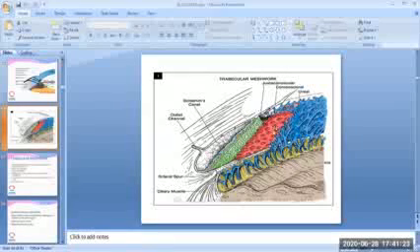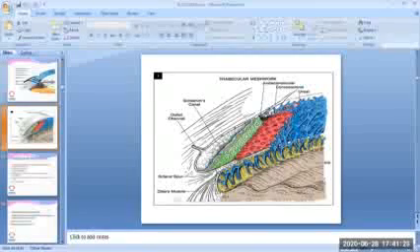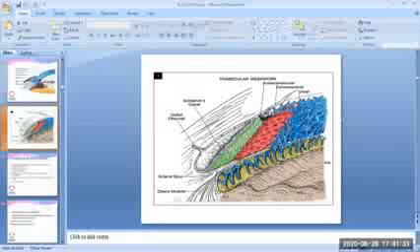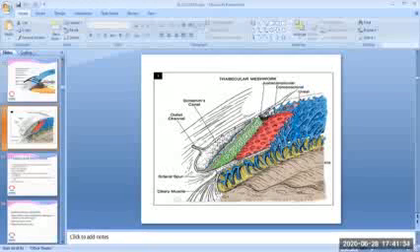You can see it is a sieve-like structure, and through this sieve-like structure, aqueous humor, which is formed by the ciliary processes, will leave the eye. These are the uveal meshwork, the corneoscleral meshwork, and the juxtacanalicular meshwork.